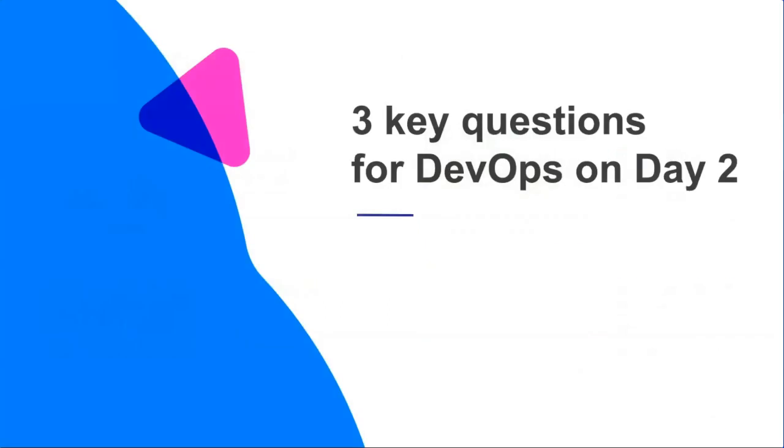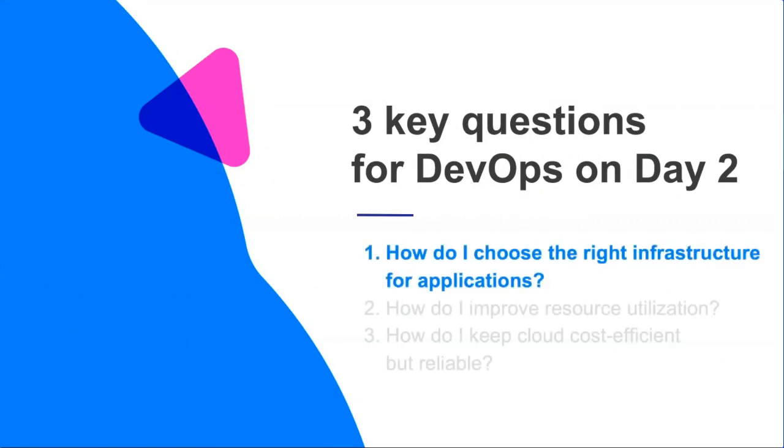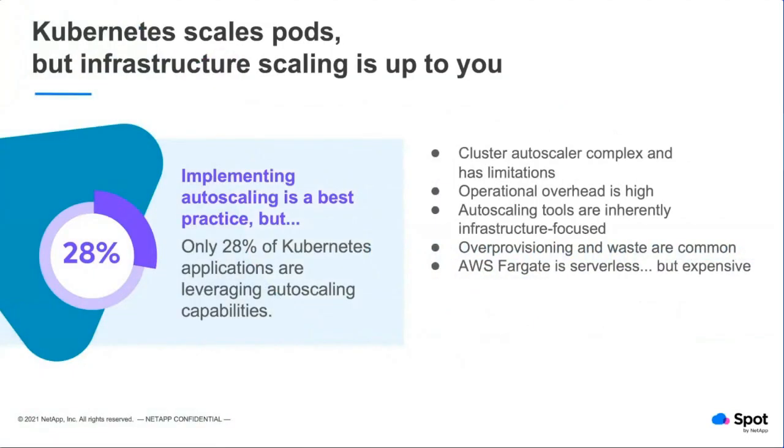The 3 key questions for DevOps on day 2. First, how do I choose the right infrastructure for applications? So we just spoke about this a little bit, but let's dive into it a little bit further. So Kubernetes scales pods, but infrastructure scaling, again, is either done by a plugin or up to you. You can do it yourself.